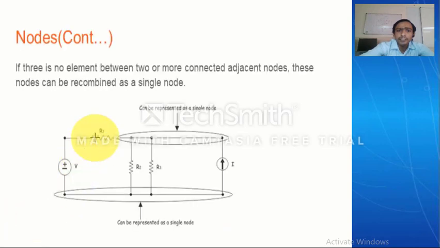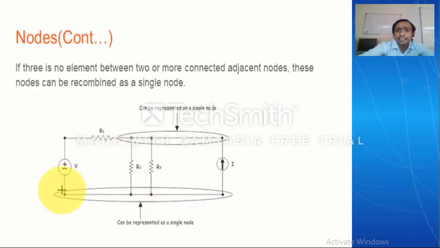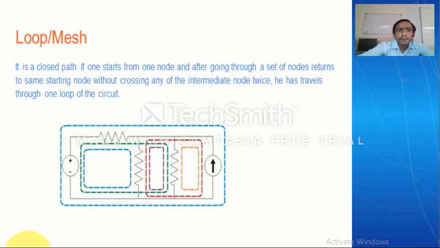You can see here, one end of R1 is connected to the voltage source and the other end of R1 is connected to R2, R3 and the current source I. Now you can also check that the other end of the voltage source, that is the negative terminal, is also connected to R2, R3 and the current source I. So this is about node and junction.